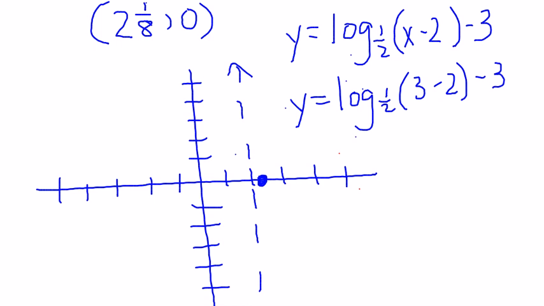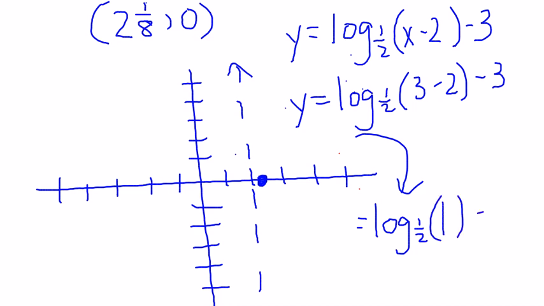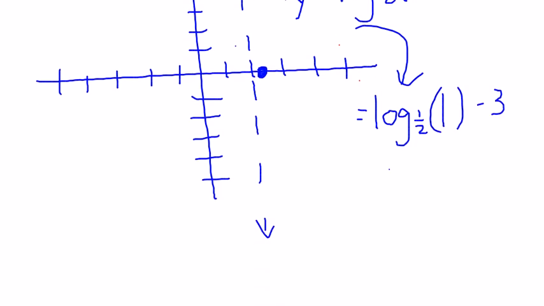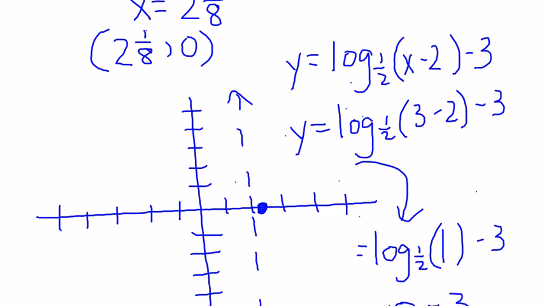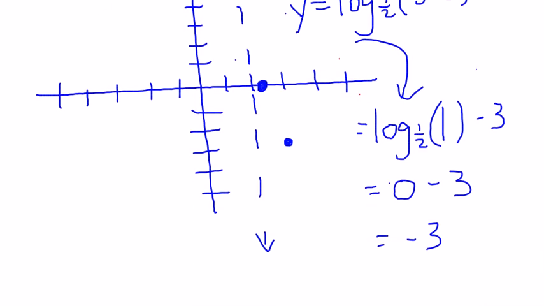Well, I'm going to go down over here. Log base 1/2 of 1 minus 3. That's 0 minus 3. So the point 3, negative 3 should be on my graph. So 1, 2, 3, 1, 2, 3. So it's going to look something kind of like that.